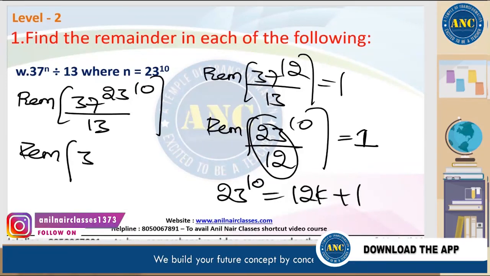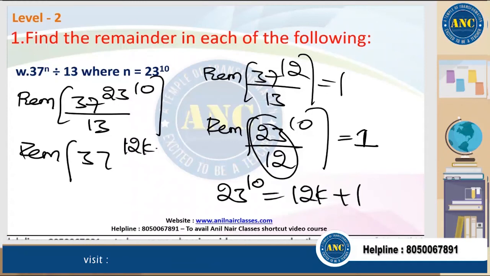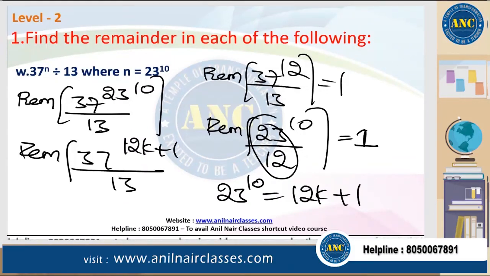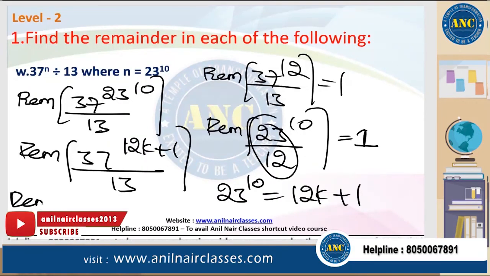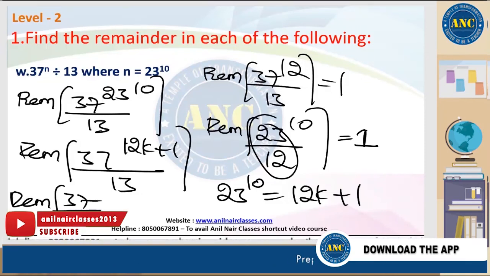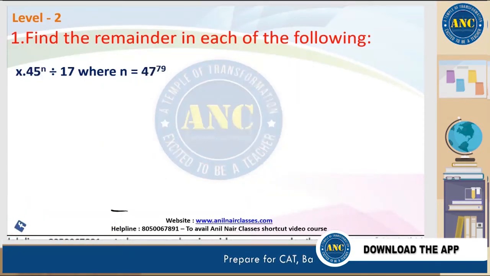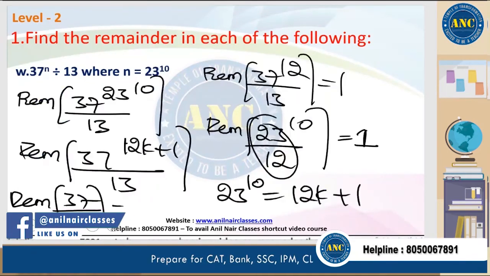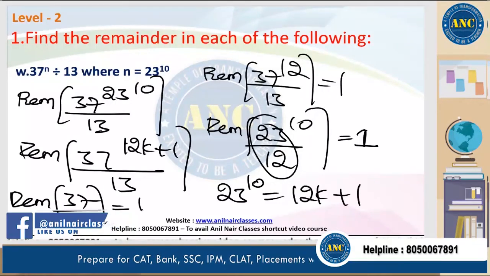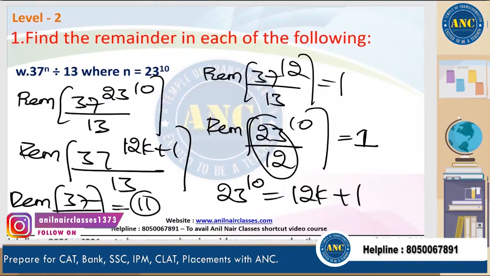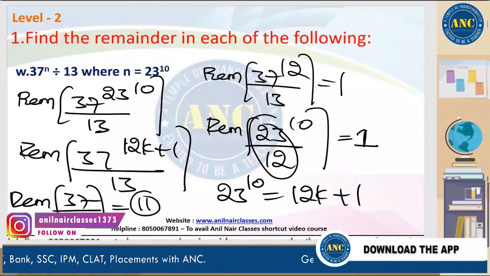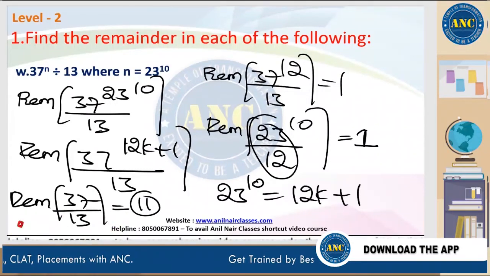So this will become 37 power 12k plus 1 divided by 13. So remaining is 37 divided by 13. 13 twos are 26, so the answer is 11. I hope it is clear.